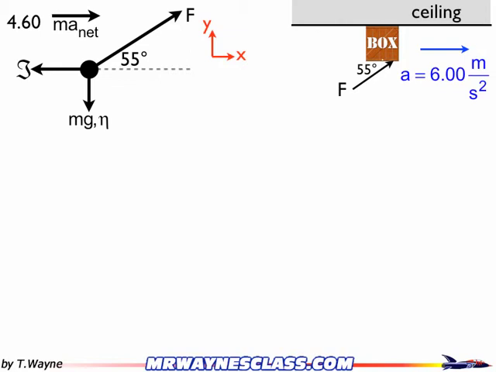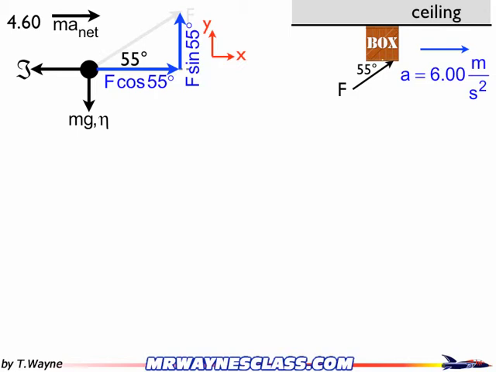So I'll draw a right triangle around the angle. I'll start off with the horizontal component being parallel to the net force, that's F cosine 55, and a component perpendicular to the net force, that's going to be F sine 55. So at this point, I no longer need the force when I'm summing up the components.